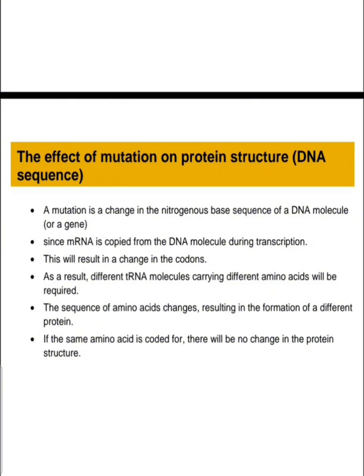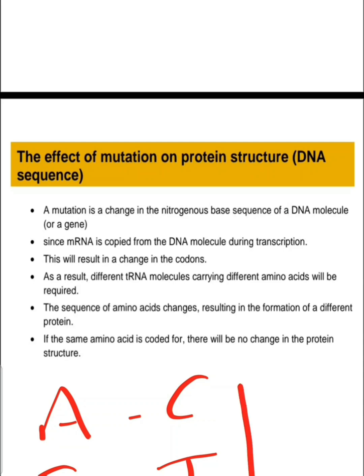All right, so in simple words, what this is trying to say is that during mutation, the DNA nitrogenous base sequence changes, which means that adenine might go with cytosine, then guanine might go with thymine. So this might happen. When this change happens, since mRNA copies the code from the DNA, the mRNA would also change because there is a change in codon.